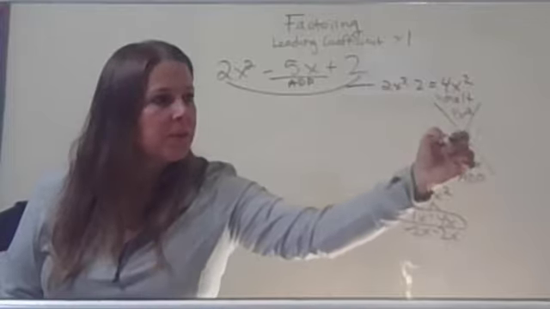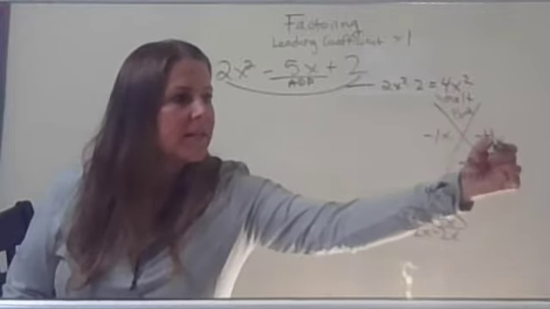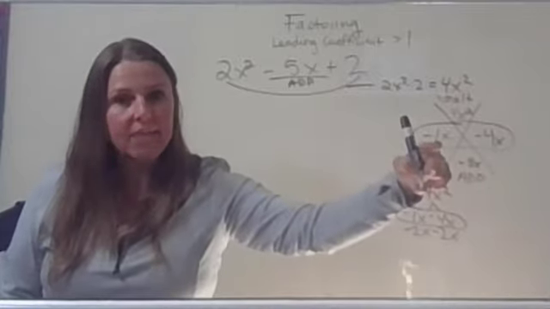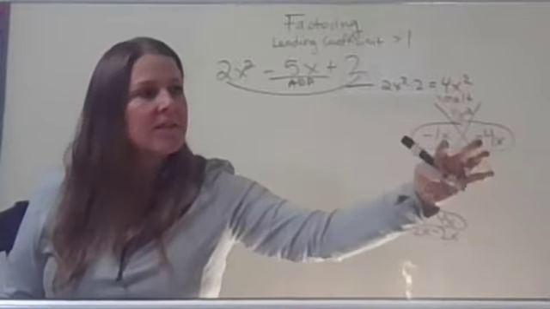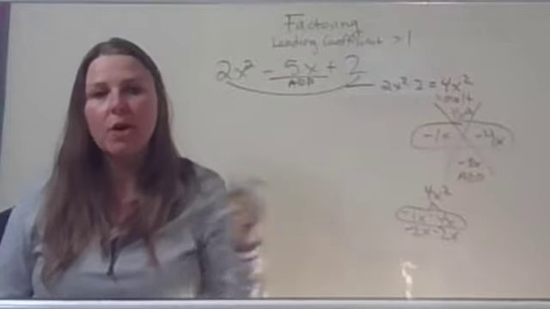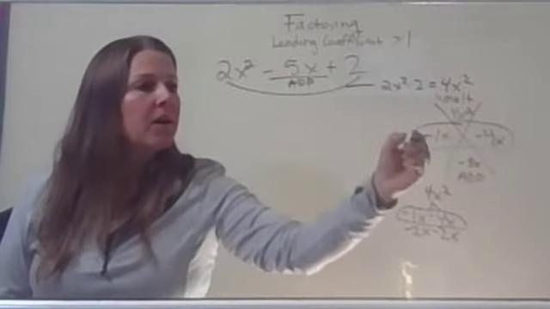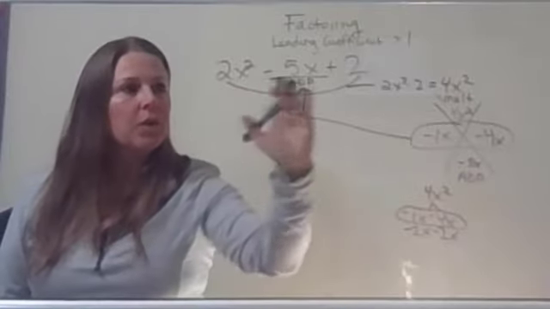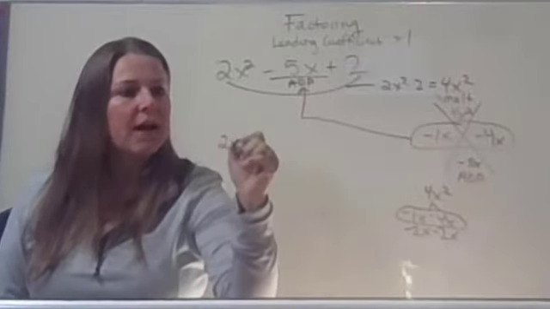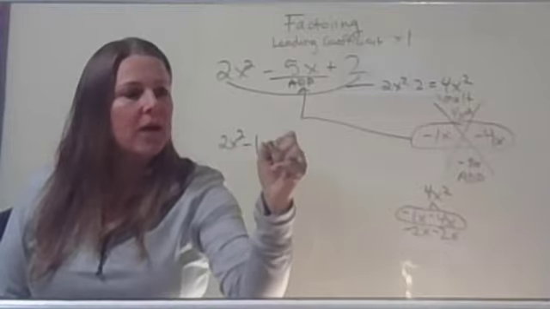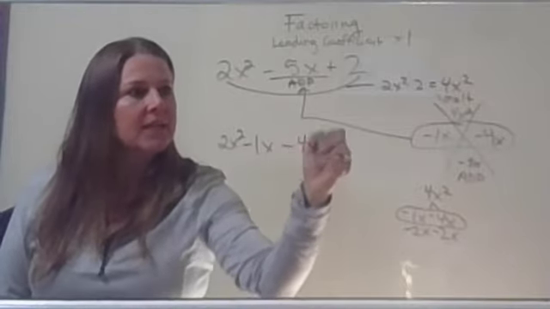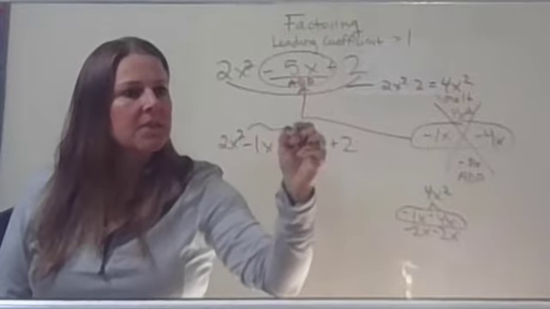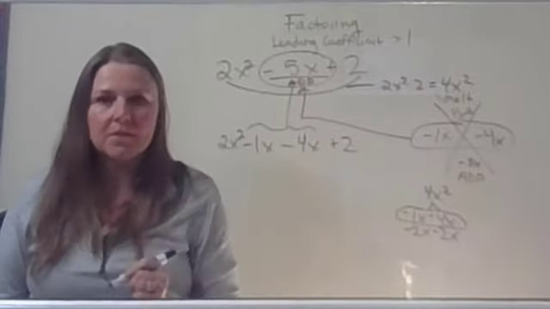So I'm going to put the 1x and the 4x right here. Now, it doesn't matter if you have a negative 4x here and a negative 1x here. These are interchangeable. It doesn't matter how you substitute it in, but we're going to now substitute that in for this 5x. So we're rewriting this equation, 2x squared minus 1x minus 4x, and then plus 2. So this right here just became this right here, substitution.